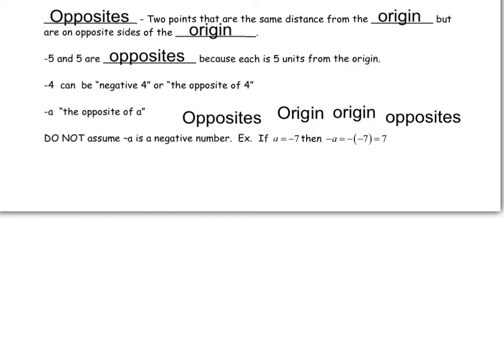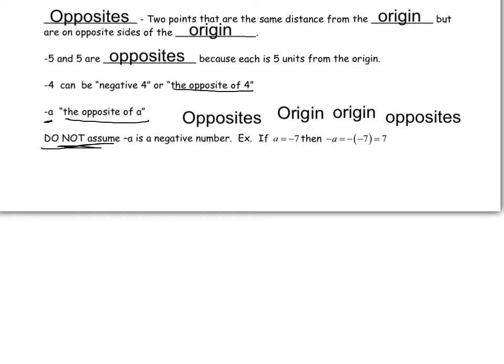Now, -4 can be read as negative 4, which is what we're used to. Or, knowing this now, we could also say it's the opposite of 4. And that comes into play when we're talking about variables in algebra. You really don't want to read this right here as negative a. A more correct way to read it is the opposite of a. And you really got to get that into your brain. Do not assume that the opposite of a is a negative number.